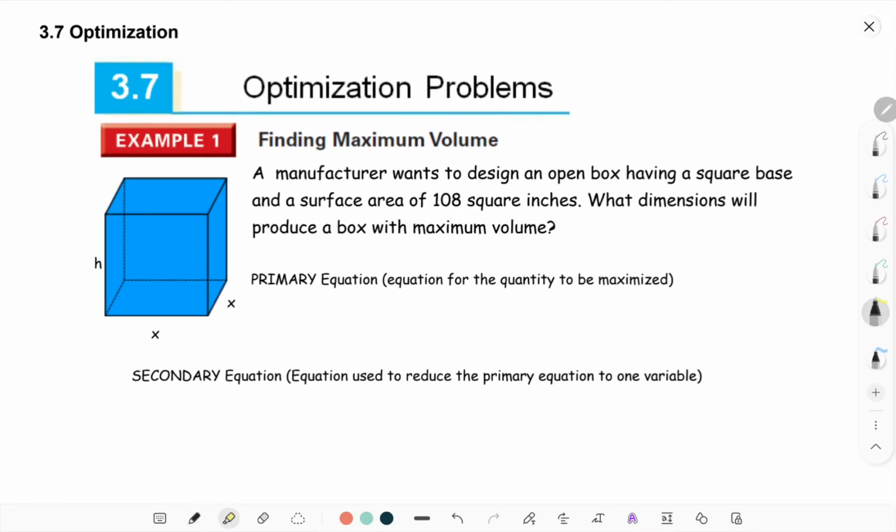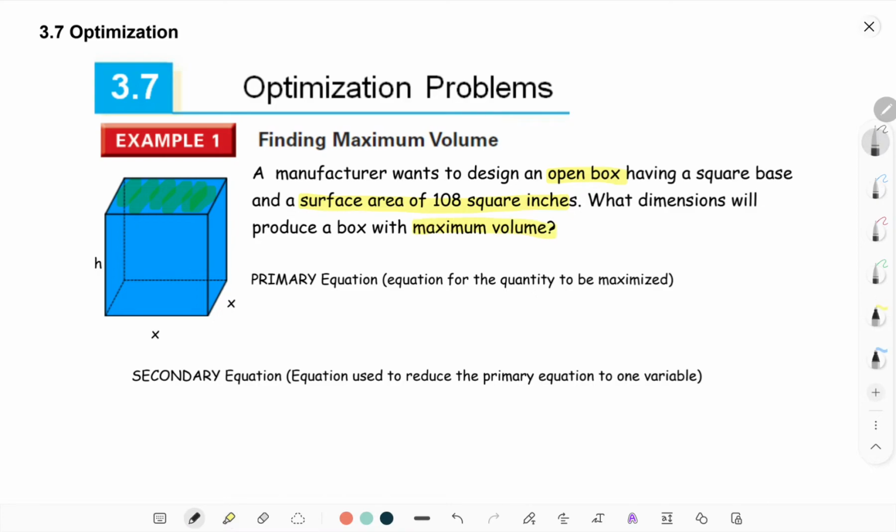So a manufacturer wants to design an open box. So key idea here, this is not a part of my surface area. Having a square base and a surface area of 108 square inches. What dimensions will produce a box with maximum volume?